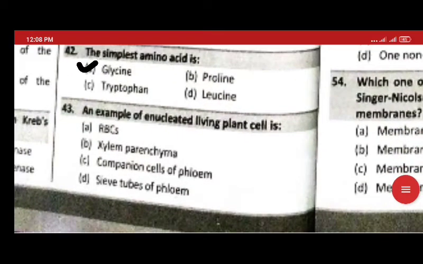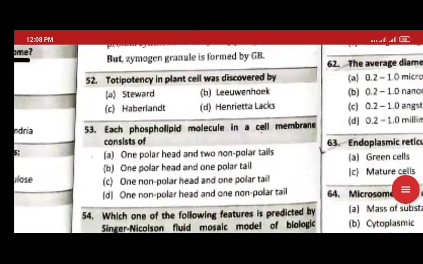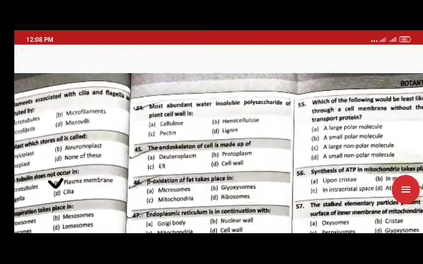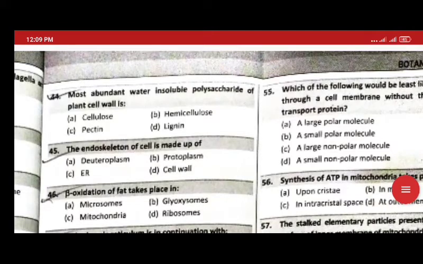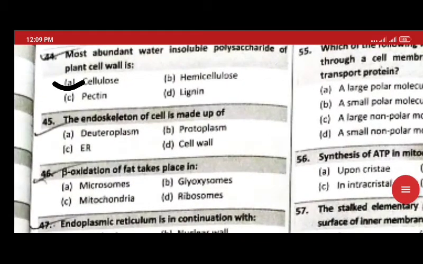Now 40, export face of the body is, so export face is for the Golgi body, and Golgi body is from the ER. Now main component of middle lamella is, so main component is what? Pectin. The simplest amino acid is glycine, 42A. Now 43, we have an example of enucleated. Enucleated means no nucleus found, so in sieve tube. After maturity, companion cell has nucleus, but sieve tube does not. Now 44 number, most abundant water insoluble polysaccharide of plant is, so most abundant in cell wall is cellulose, and in middle lamella is hemicellulose.